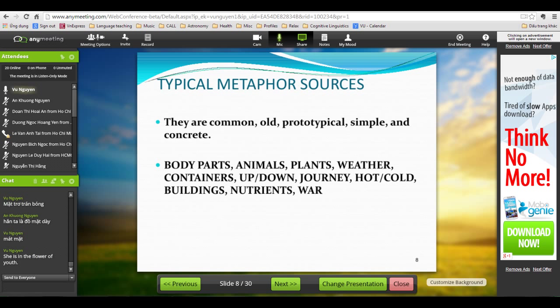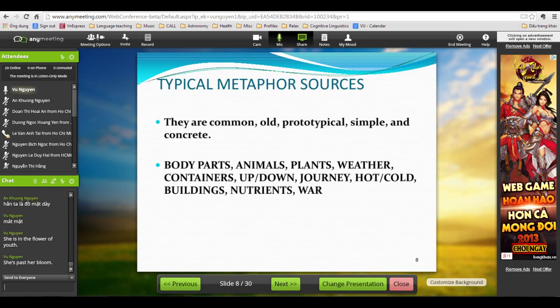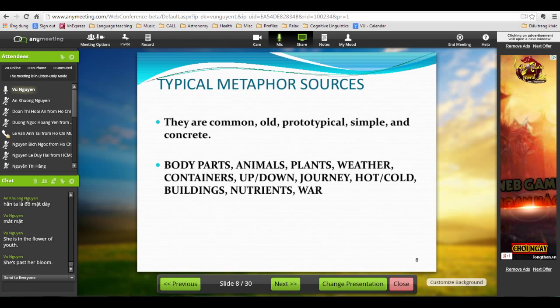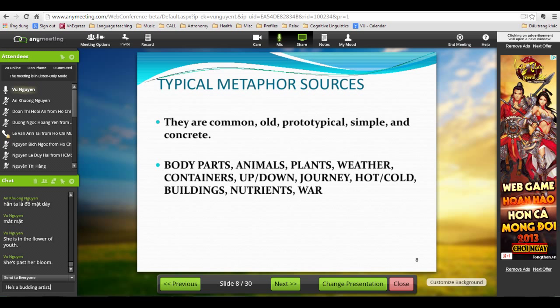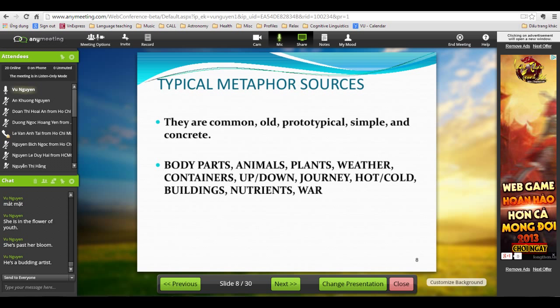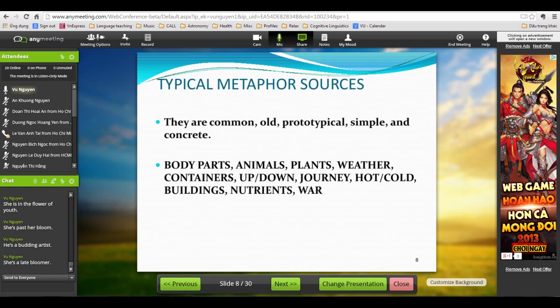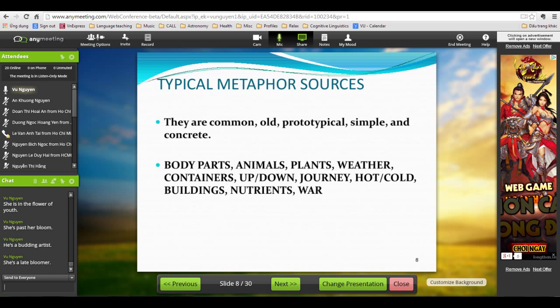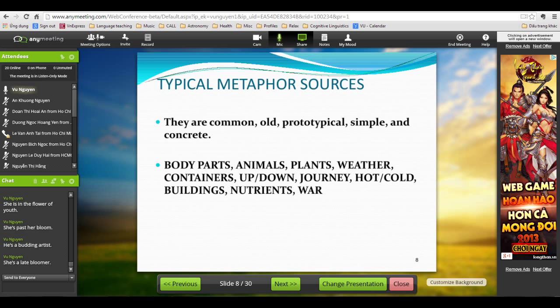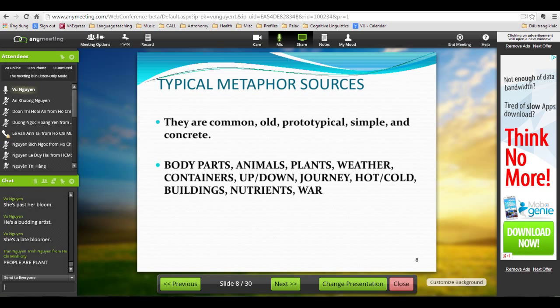Now, look at the expressions I'm posting into our chat window. She's in the flower of youth. She's past her bloom. He's a building artist. She's a late plumber. Now, what metaphor can you identify in this case? The source domain for these metaphors are plants. Okay, very good. That's very fast. Okay, the people are plants.